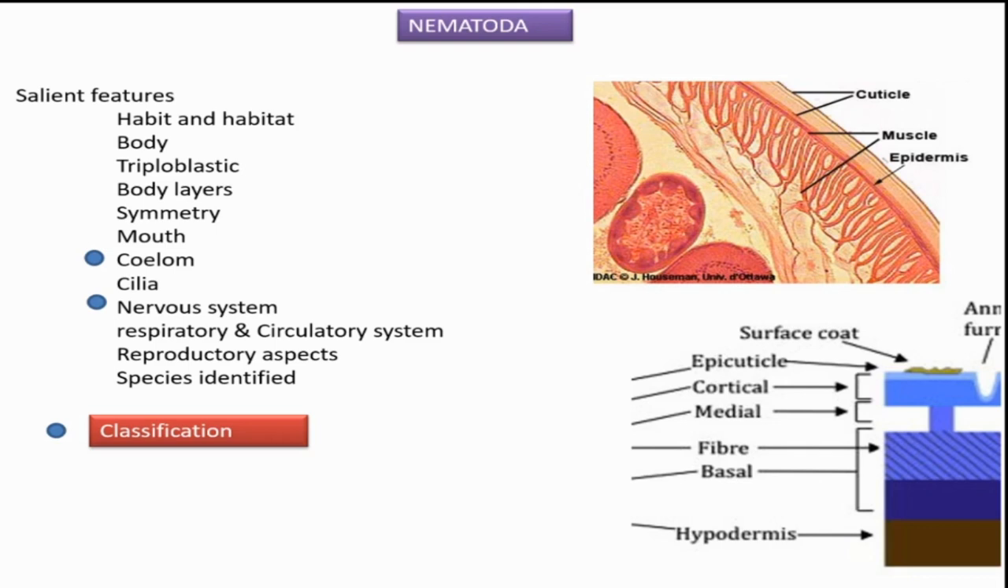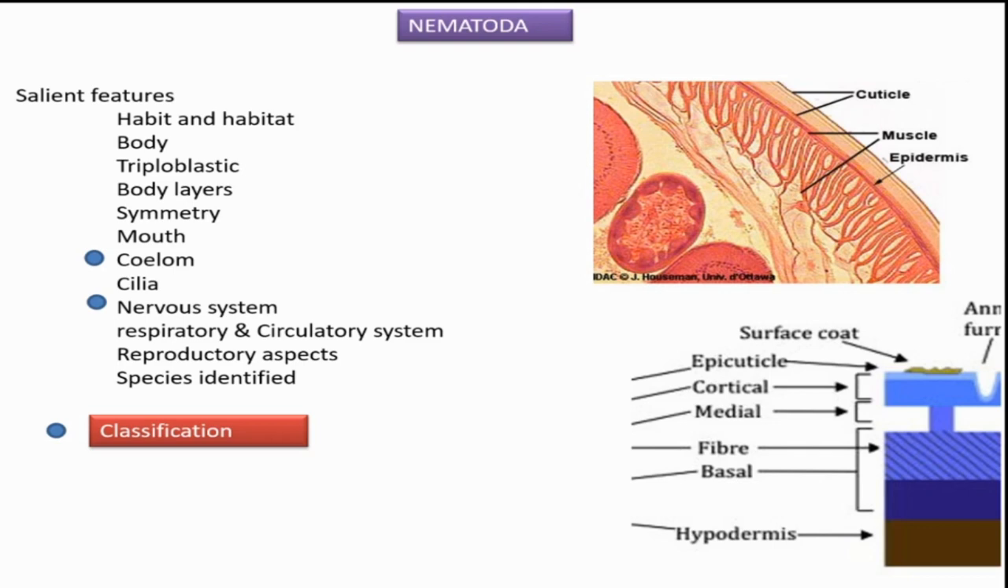Then the mouth. Regarding the mouth of this phylum, it is terminal, okay, and anteriorly present. And it is surrounded by lips and sensilla. Sensilla are for sensing its prey or its food. So its mouth is surrounded by lips and sensilla.